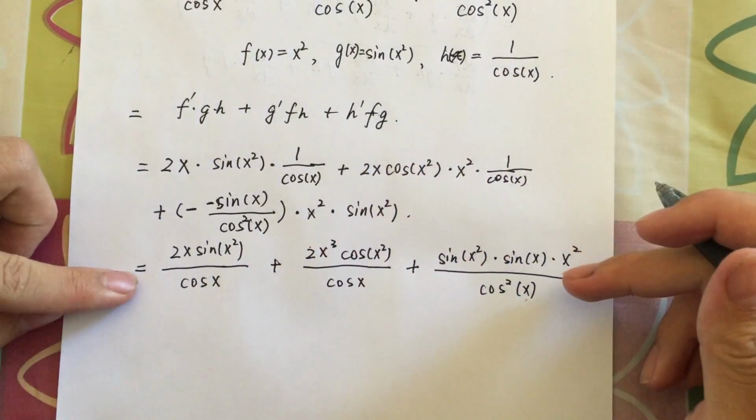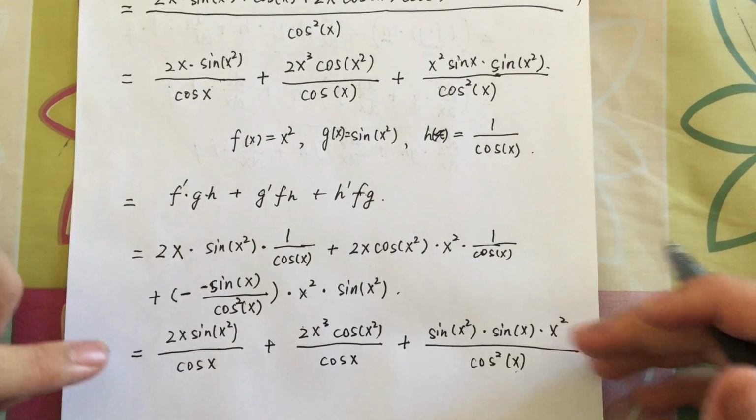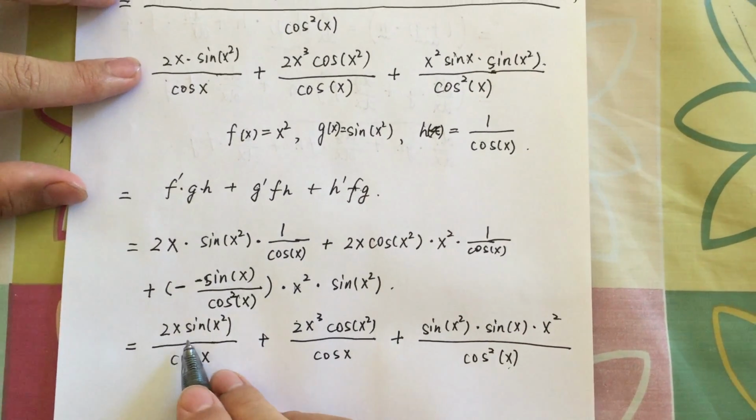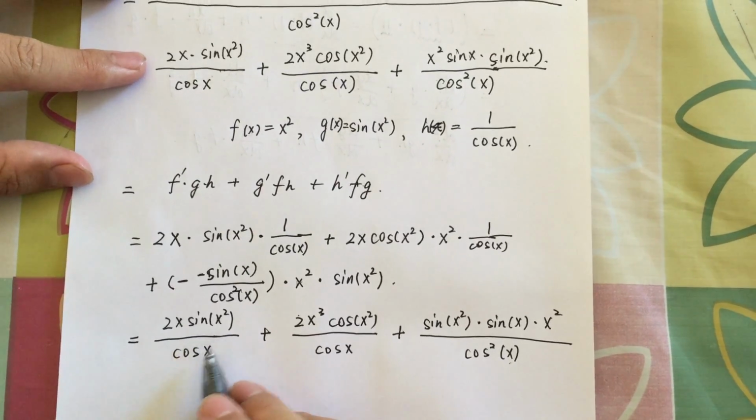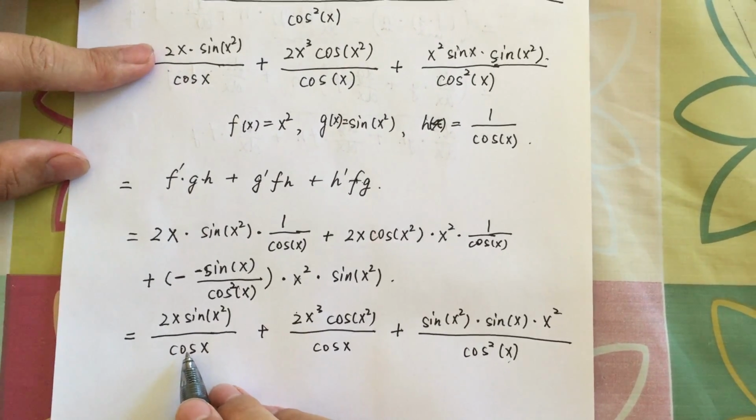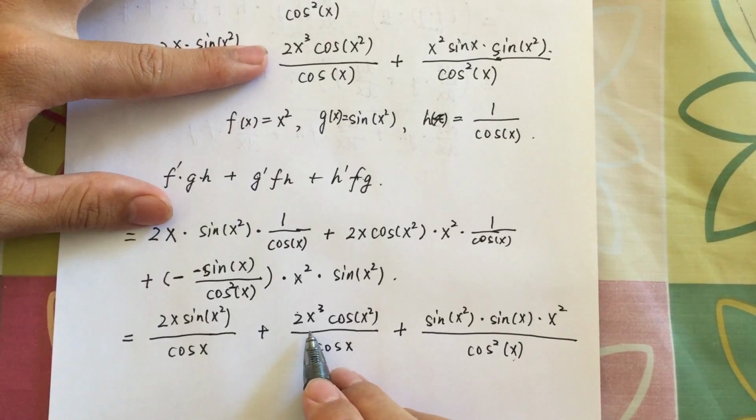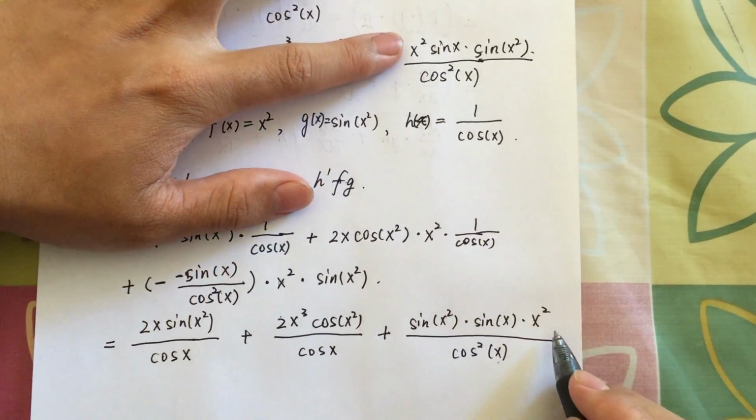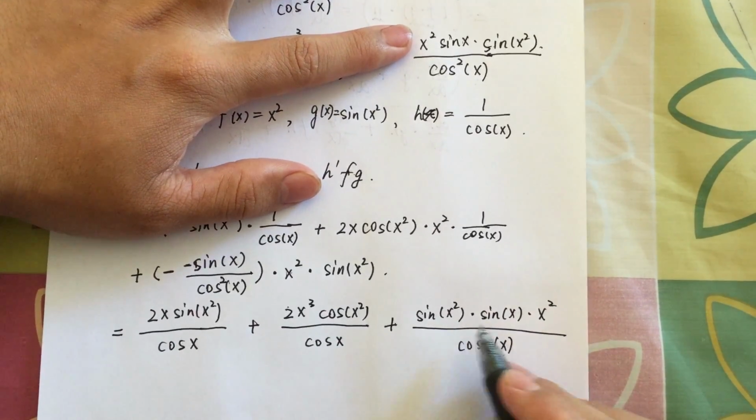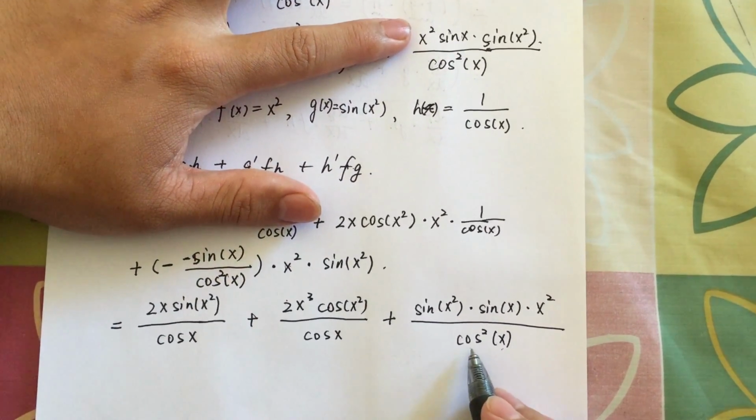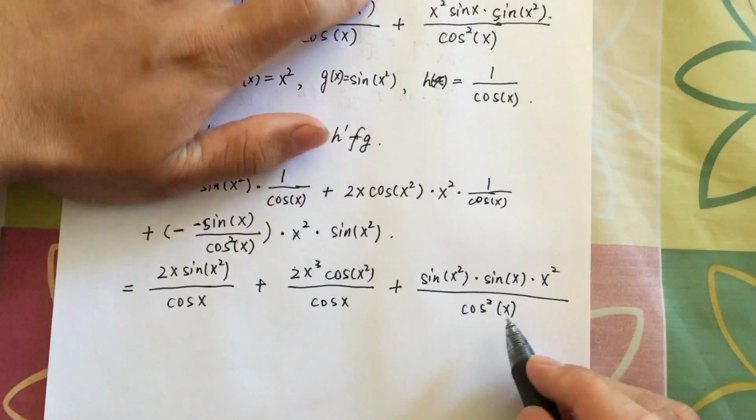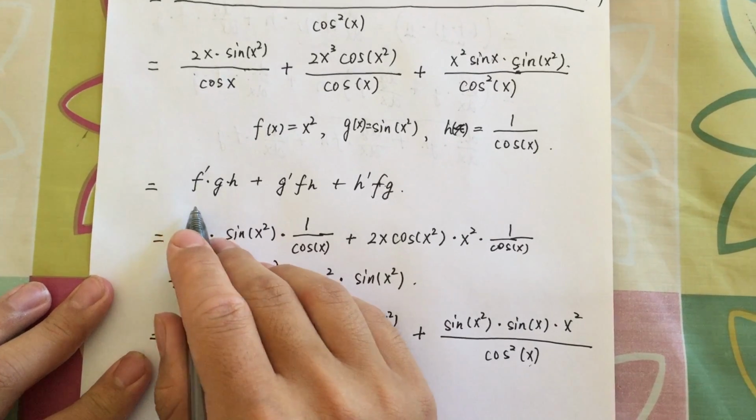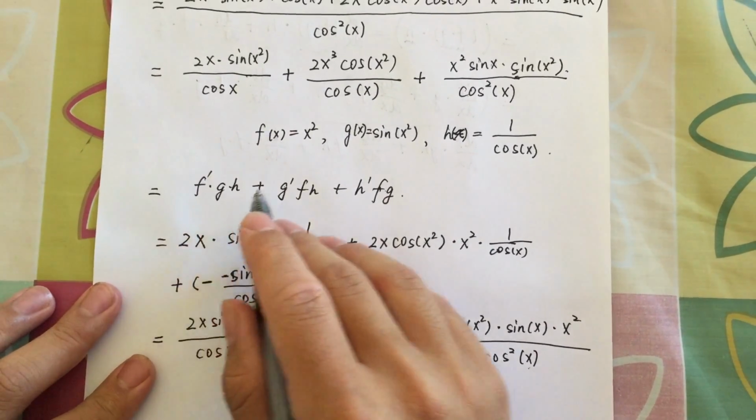And now we compare these two results from two different methods of calculation. We have 2x times sine x squared over cosine x over here, and we have 2x cubed times cosine x squared over cosine x, and we have x squared times sine x squared over cosine x squared. And this is the proof of the product rule for three differentiable functions.